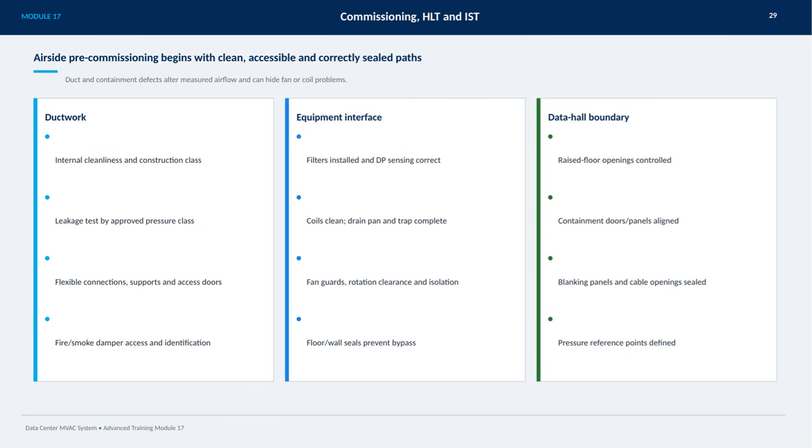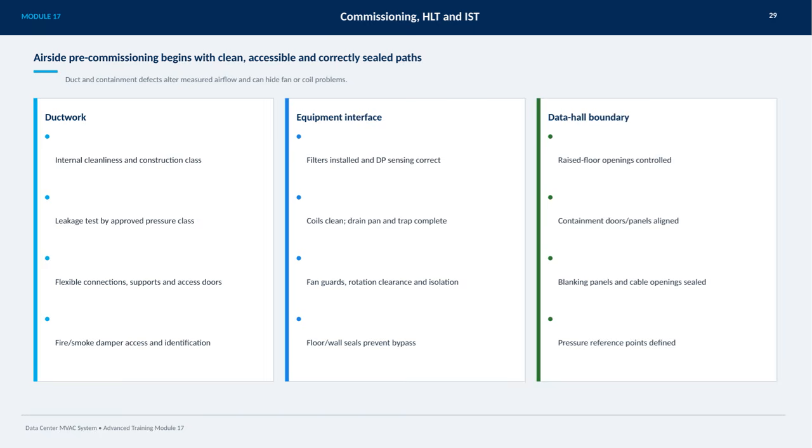We need to focus on the internal cleanliness and construction class of the ductwork, along with performing leakage tests according to approved pressure classes. Flexible connections, supports, and access doors must be checked for integrity. Fire and smoke dampers need to be accessible and clearly identified for safety and functionality. Additionally, equipment interfaces need careful assessment.